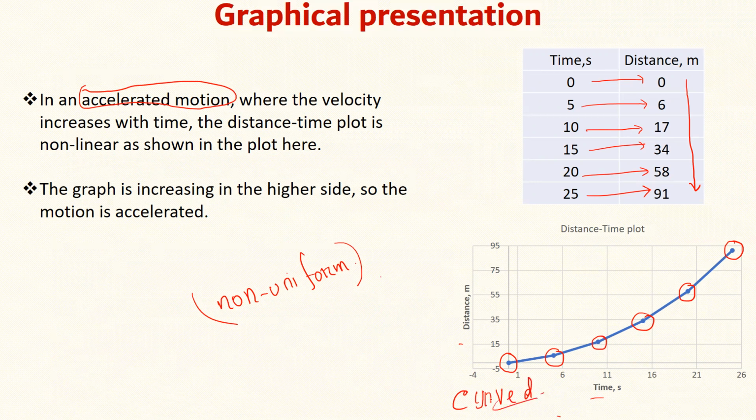The graph is increasing on the higher side, so the motion is accelerated. The distance time plot is increasing on the higher side. Higher side means higher values of time, so its velocity is increasing with time. So this type of motion is accelerated motion.